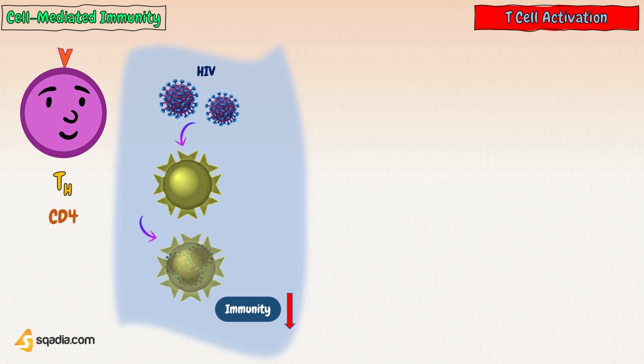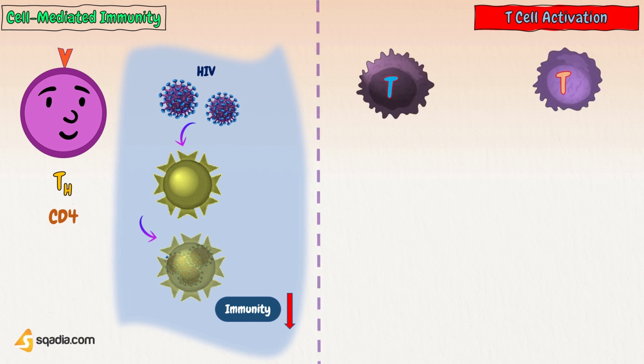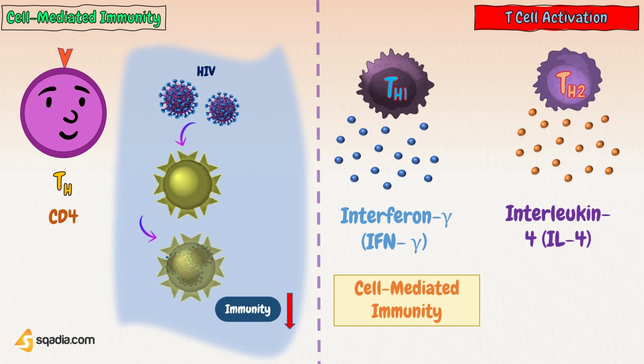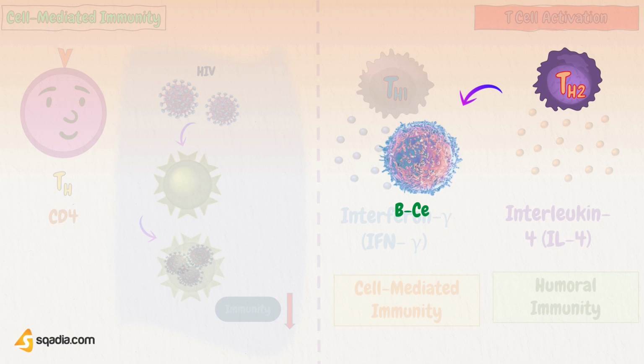Two major groups of helper T cells are known as Th1 and Th2 cells. Both of them produce different kinds of cytokines. Th1 cells predominantly produce interferon gamma, which promotes cell-mediated immune mechanisms, while Th2 cells produce mostly interleukin-4, IL-4, which promotes humoral immunity by activating B cells. This explains how the cell-mediated arm of the adaptive immune response connects with the humoral adaptive immune response.